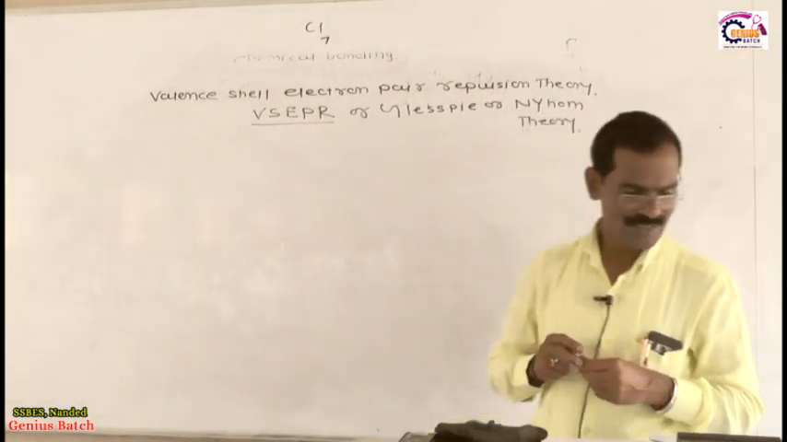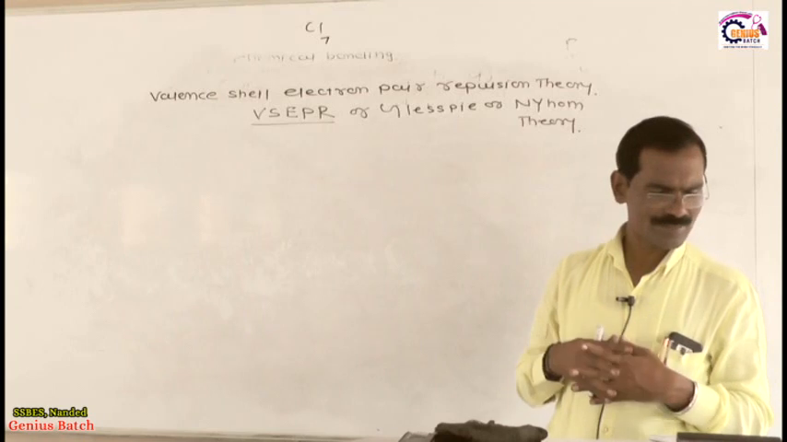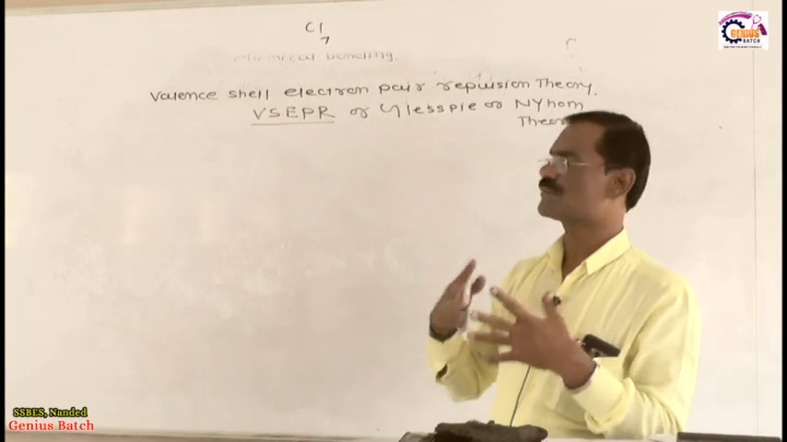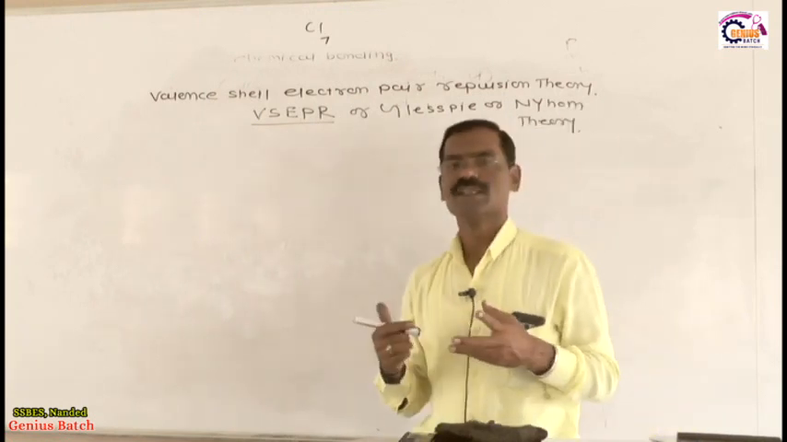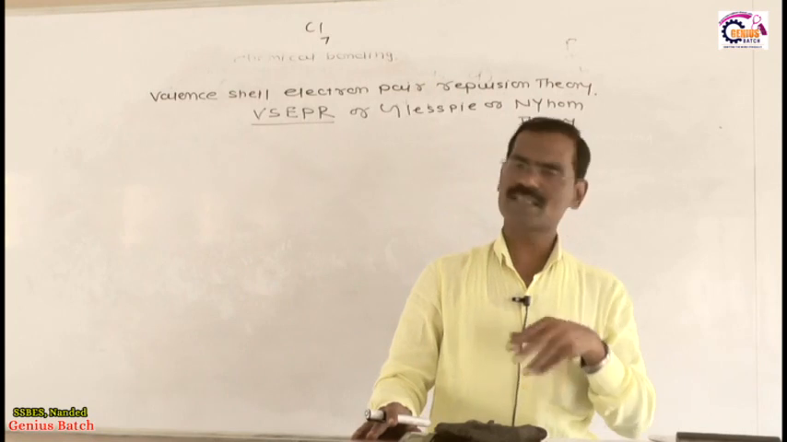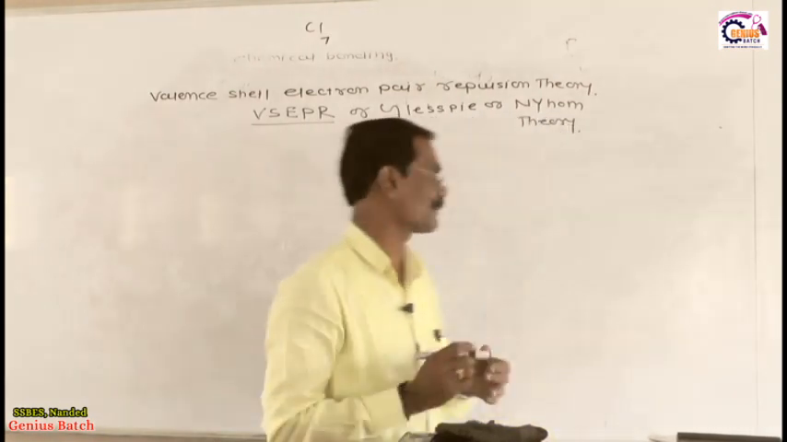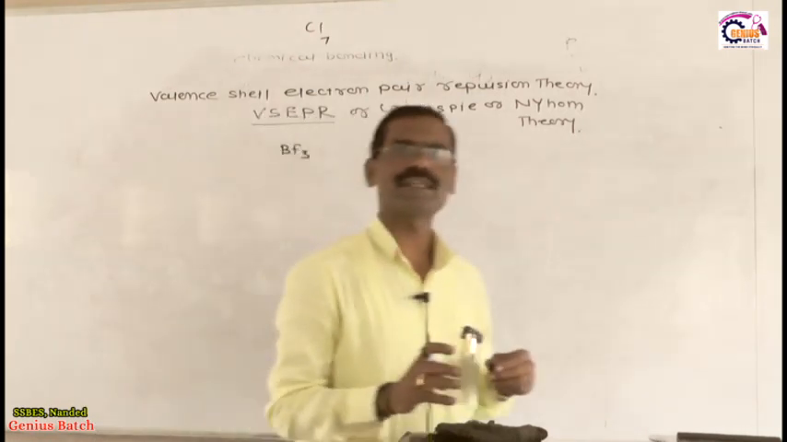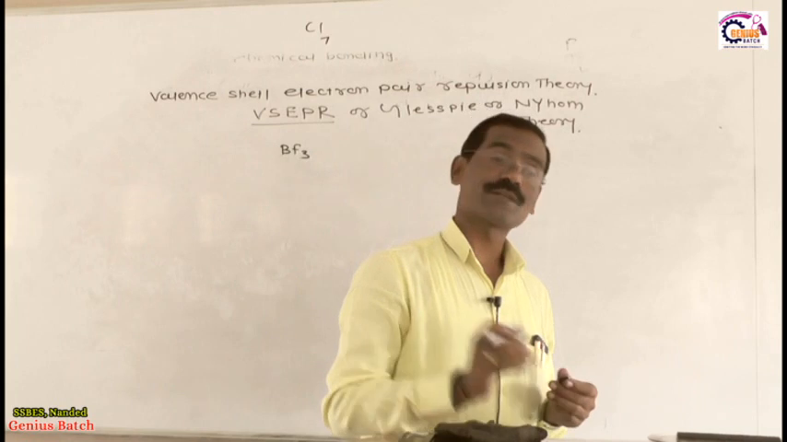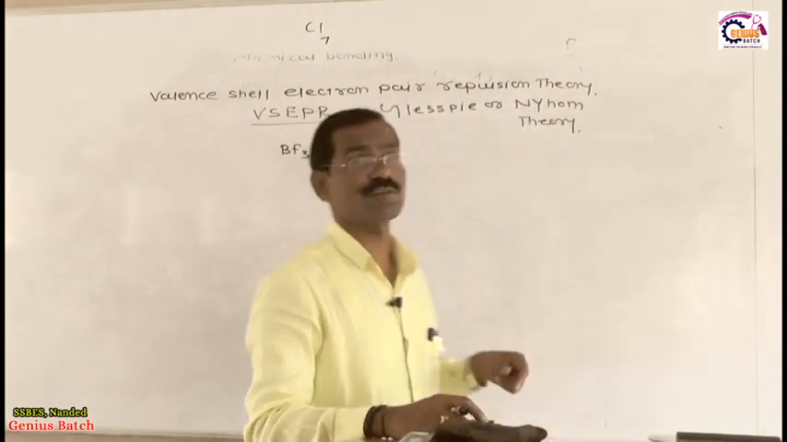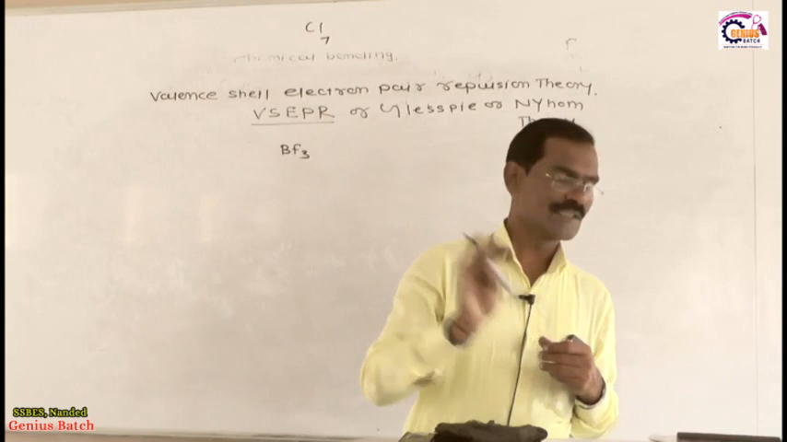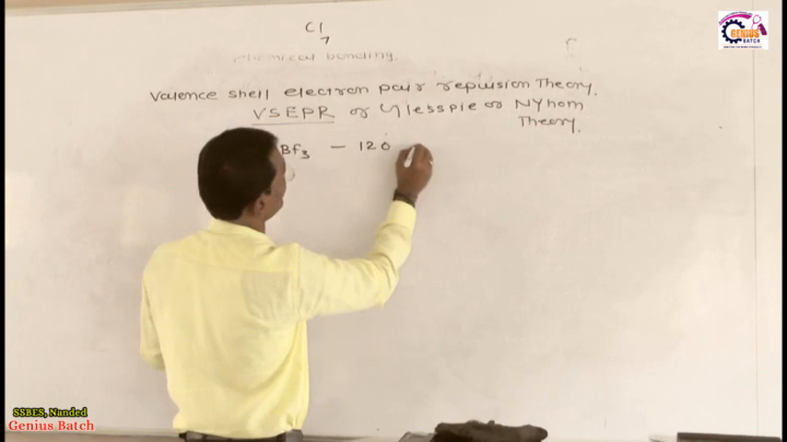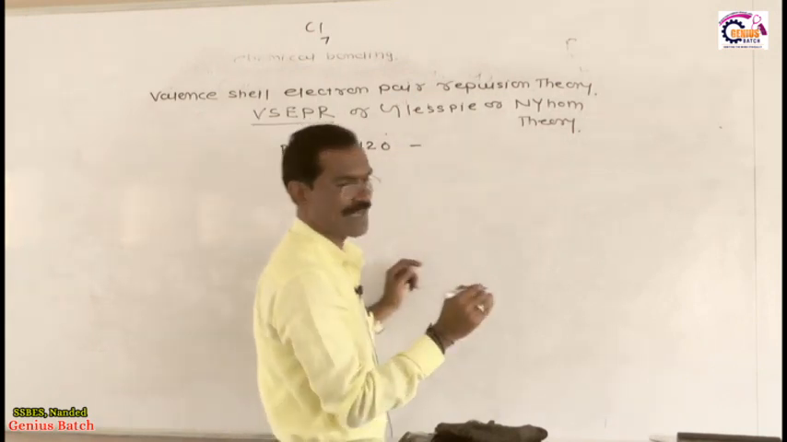Listen very carefully. These are very important concepts now. According to Sidgwick and Powell, they gave the structure. Suppose the central atom doesn't have any lone pair of electrons, for example BF3. BF3 is a molecule that doesn't have any lone pair of electrons. Therefore, due to the absence of lone pairs, this molecule has a regular geometry with normal bond angle. Regular geometry with normal bond angle means what? BF3 has a bond angle of 120 degrees and is trigonal planar.